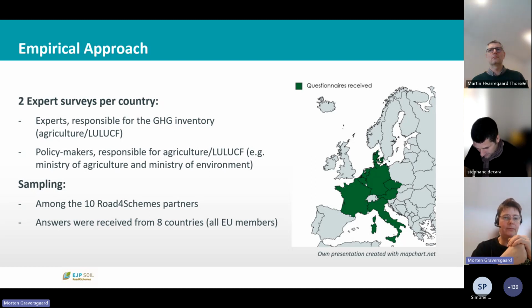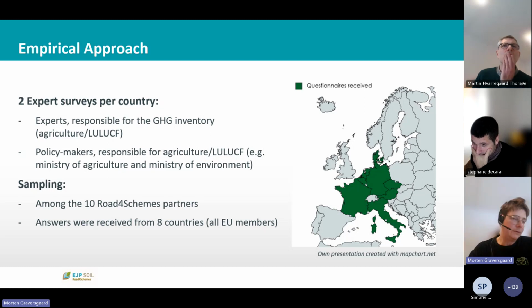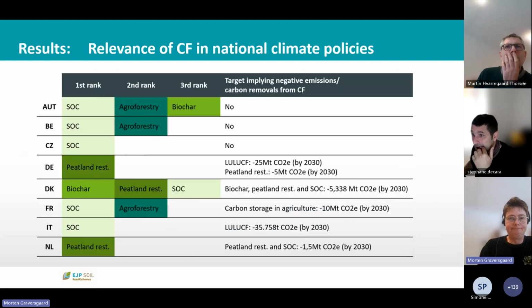And then we had a survey for the policymakers, or the ones in the policy sphere that are responsible for agriculture and LULUCF. For example, in Denmark, it was the Ministry of Agriculture, but we also had to send it to the Climate Ministry and these different agencies to get a good answer from these experts. We received answers from eight of the 9-10 countries that are part of this project. And here I'll show you some of the results.